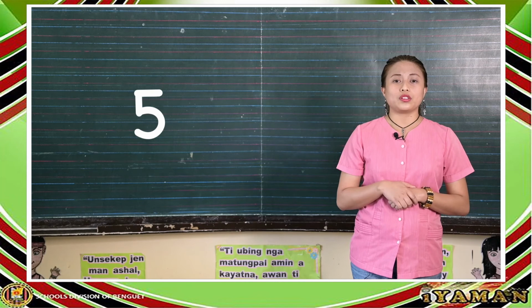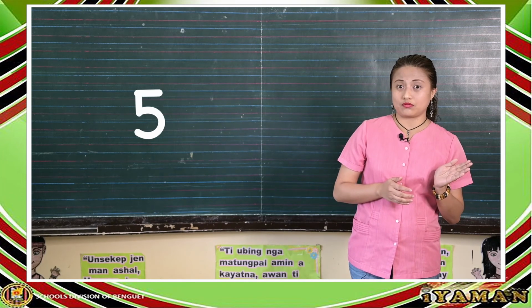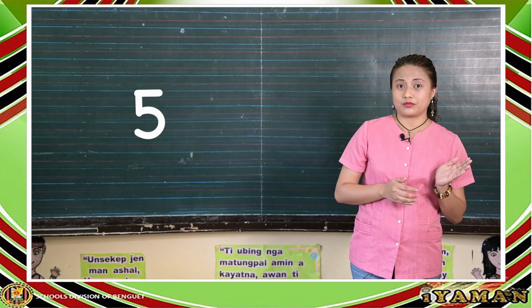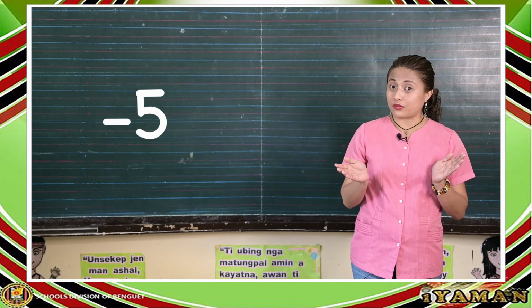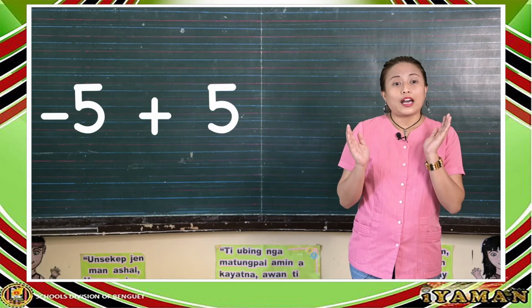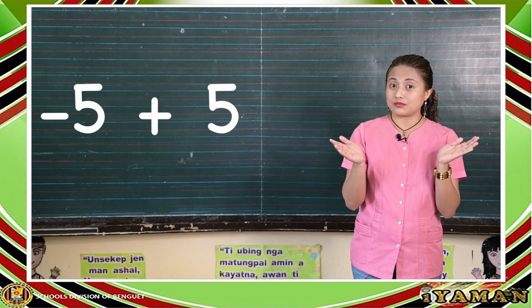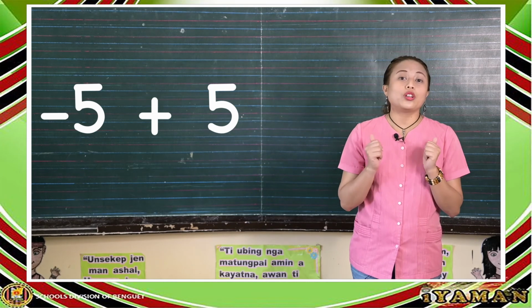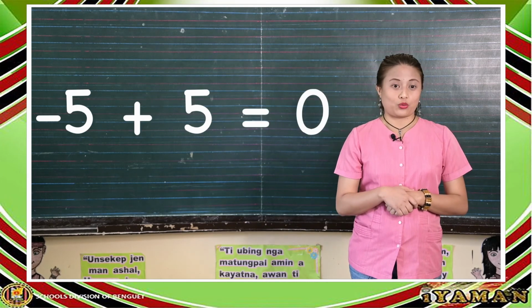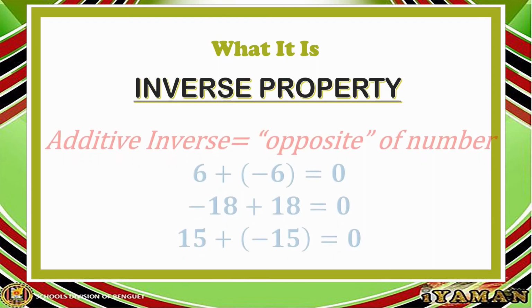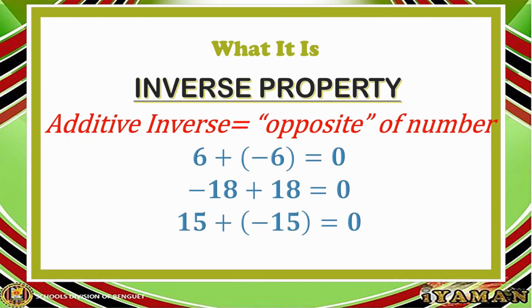What is the opposite of positive 5? It's negative 5, right? Now, add negative 5 to positive 5. What's the result? If you do the operation right, then it's 0. When you add the opposite of a number, or what we formally call the additive inverse of a number, then the answer is always going to be 0.